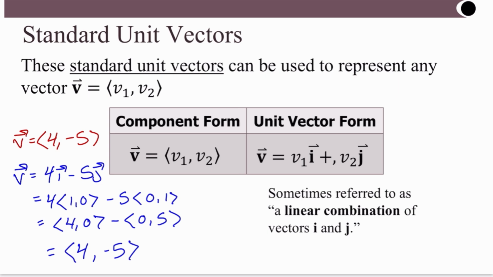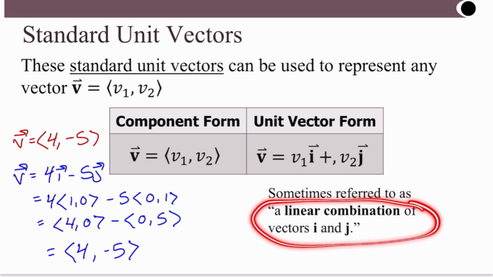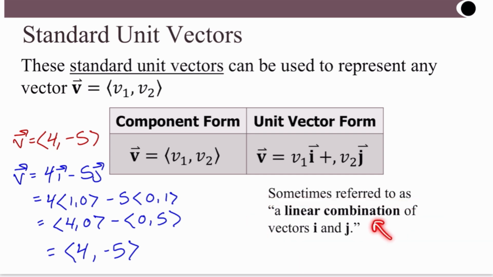So there you can see the connection between a vector in component form and a vector in unit vector form. Sometimes unit vector form is known as the linear combination of vectors i and j. I find that name to be a little bit bulky. It's like too many syllables and too many words. So I like to call it unit vector form.